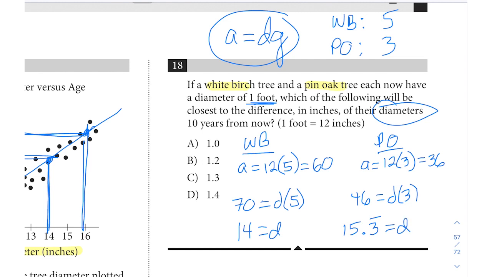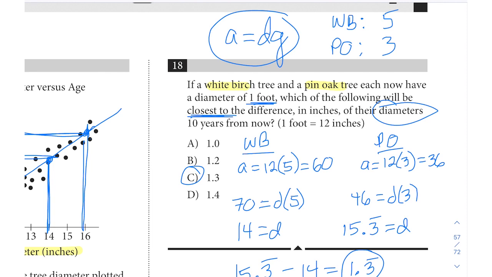And the difference in those, when you subtract them, 15.3 minus 14, is going to give us 1.3 repeating as our exact answer, but they say closest to in the question, so it's closest to the difference, and that's going to be an answer choice of 1.3.